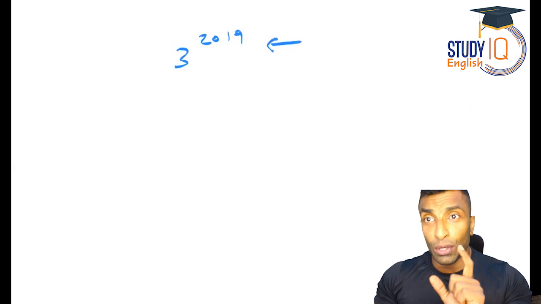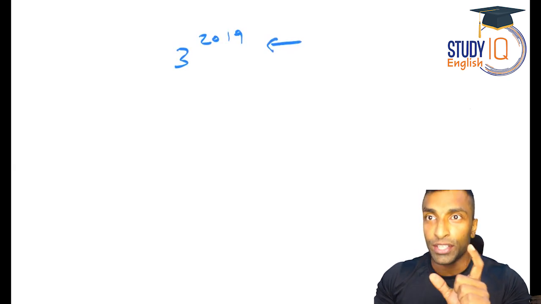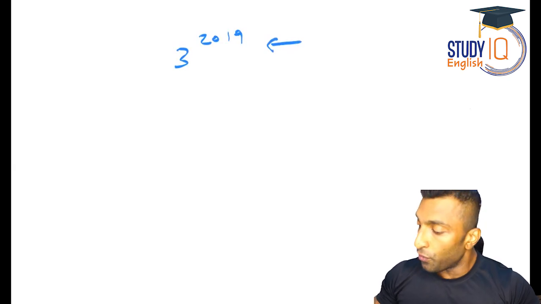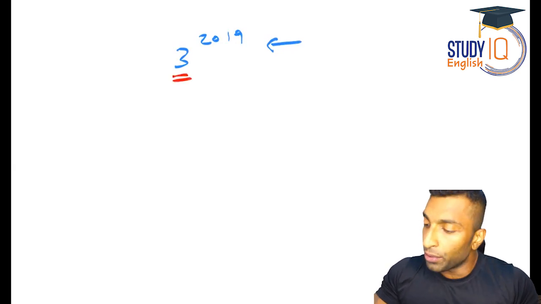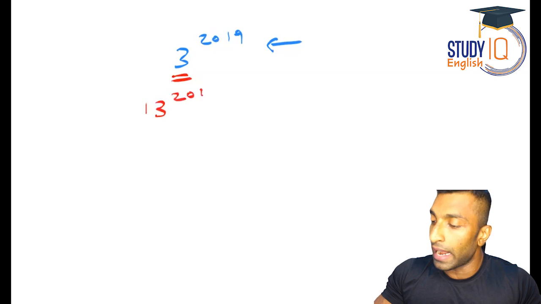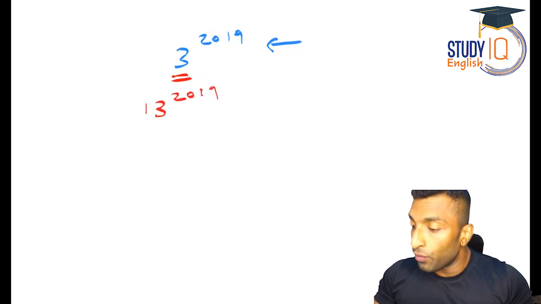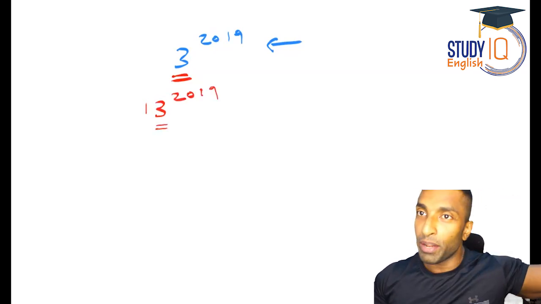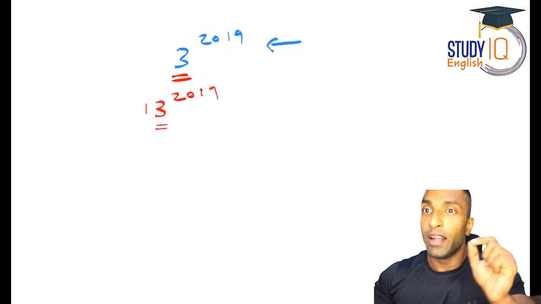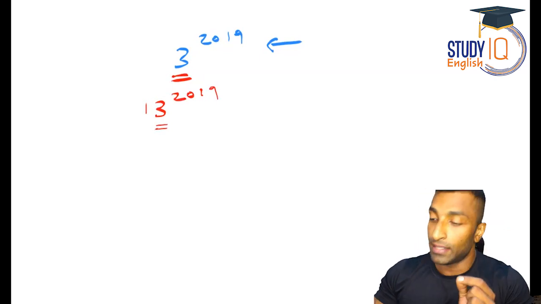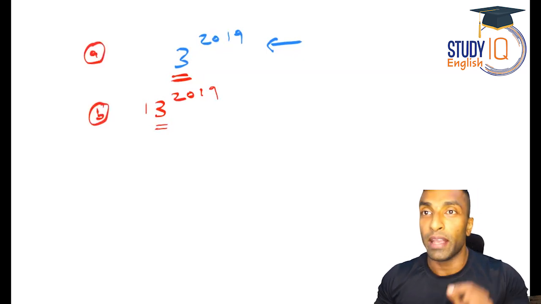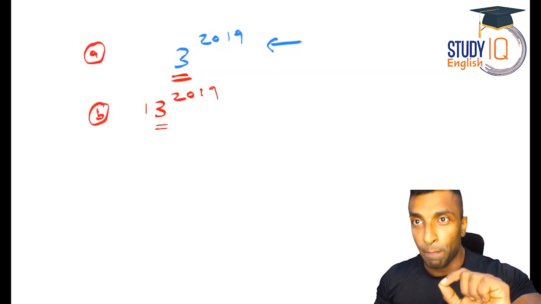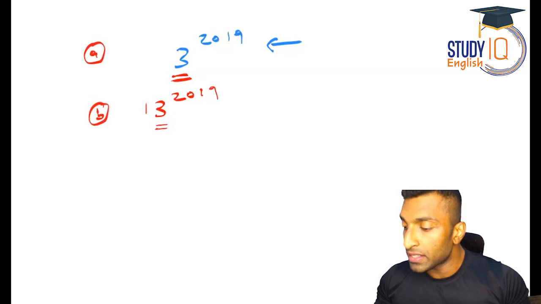Now, 3 raised to 2019, last digit is what we are supposed to find out. For that, we just need this only. That means what I want to tell you is if it is 13 raised to 2019, still we just need this only. That 1 is not important. Second digit is not important. To find the last digit, we just need the last digit. That means, let's say this is question number A and this is question number B. In both cases, answer is same. Okay, it doesn't matter what is coming here.